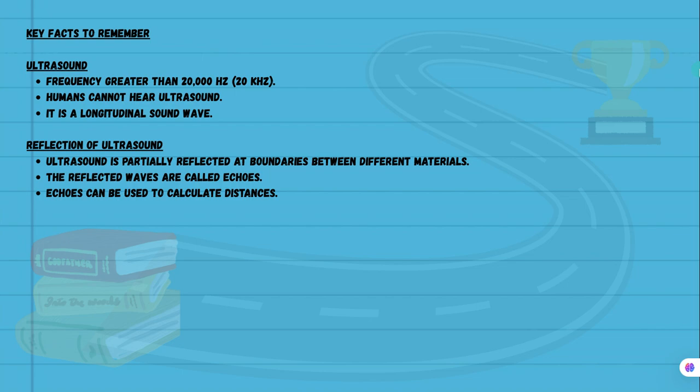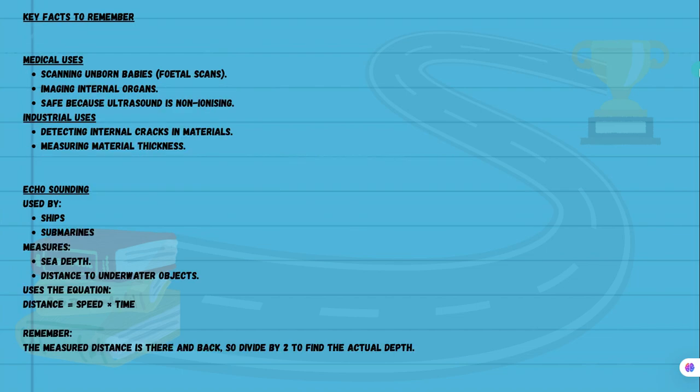Key facts to remember. Ultrasound is frequency greater than 20,000 Hz, 20 kHz. Humans cannot hear ultrasound. It is a longitudinal sound wave. Reflection of ultrasound: ultrasound is partially reflected at boundaries between different materials. The reflected waves are called echoes. Echoes can be used to calculate distances.